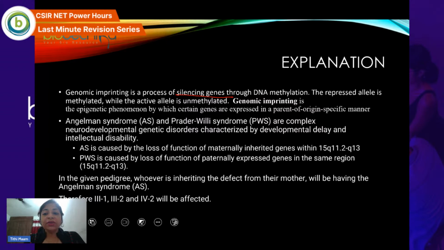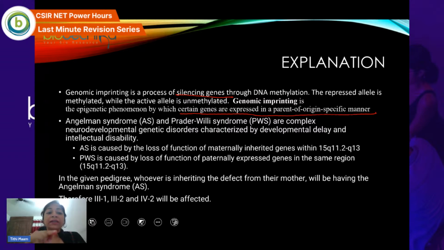Now this genomic imprinting happens in a parental manner. The repressed allele is methylated while the active allele is unmethylated. Because of this genomic imprinting, certain genes are expressed in a parent-of-origin specific manner. What does that mean? If a segment is imprinted, then it depends whether you are getting that particular imprinted segment from the father or from the mother, because the imprinting pattern will be different in the parents.